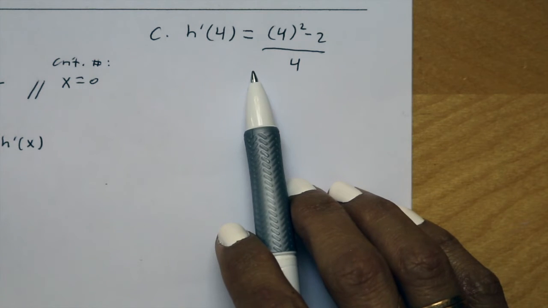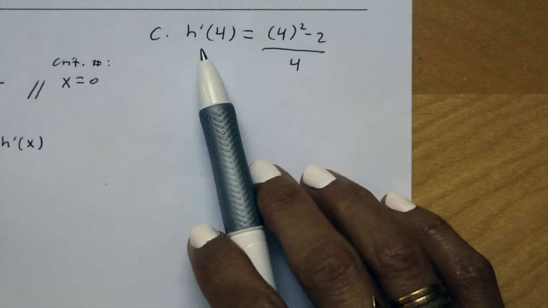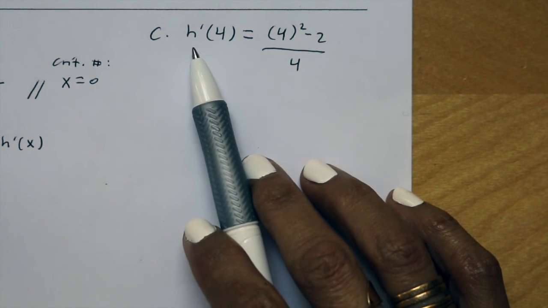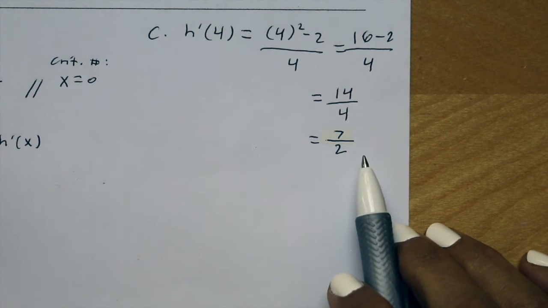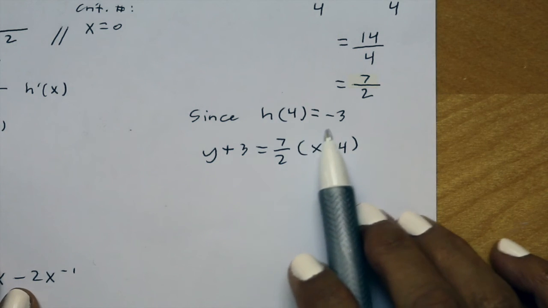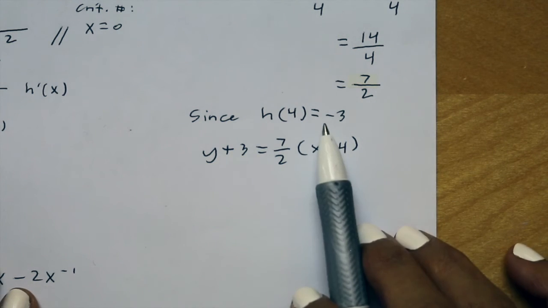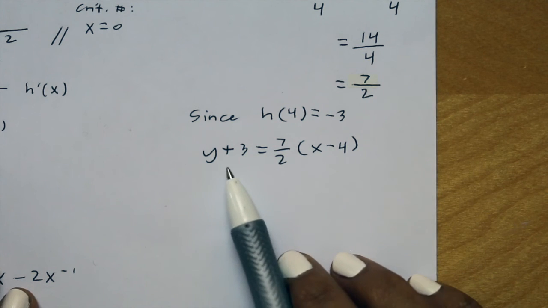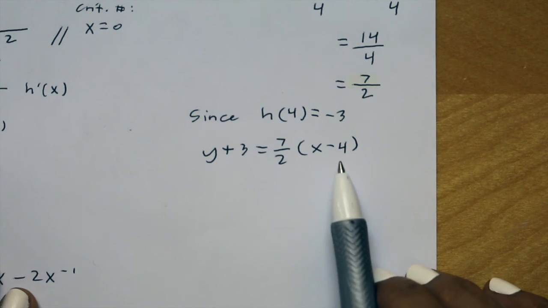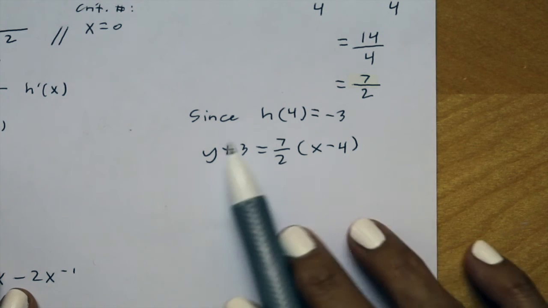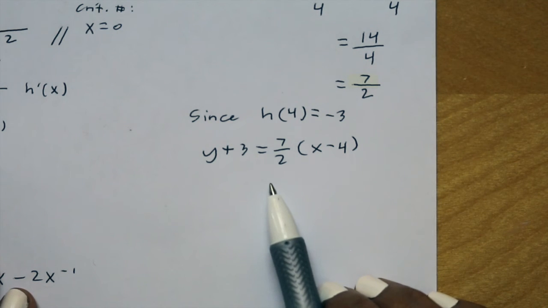Part C says write an equation for the line tangent to the graph of h at x equals 4. To write an equation for the line tangent to the graph of h when x equals 4, we're going to need point and slope. So to find the slope, we're taking 4 and plugging it in for h prime. So our slope is 7/2. And since we're given h of 4 is negative 3, we plug the slope and the point into the point slope form, and you get y plus 3 equals 7/2 times the quantity x minus 4. And there's your equation of the line tangent to h when x is 4.